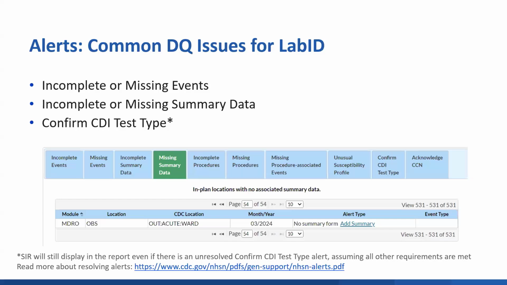And then additionally, another one that's specific for CDI LabID is to confirm the CDI test type. You only get this alert if you're a hospital with CMS certified IRF units, and you have to report a CDI test type for your facility-wide inpatient and your IRF unit separately. You only get this alert if those CDI test types don't match. So it's typically kind of a more rare alert to see, but does come up occasionally for LabID reporting.